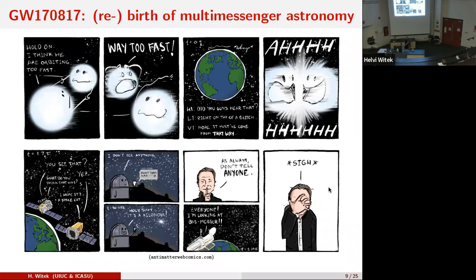Fermi, an X-ray and gamma ray telescope, picked up a gamma ray burst, and that could be associated with the location of our binary neutron star. So we could actually relate this new, or this different, messenger, electromagnetic radiation, to our neutron stars. And shortly thereafter, we could observe a kilonova, again associated with the signal.